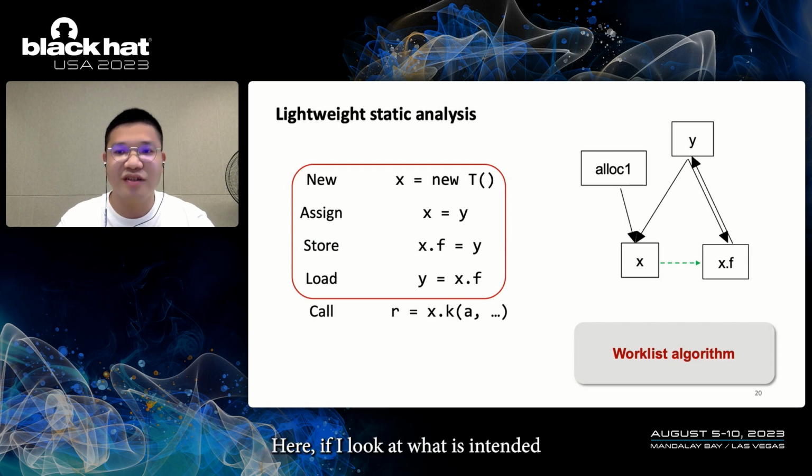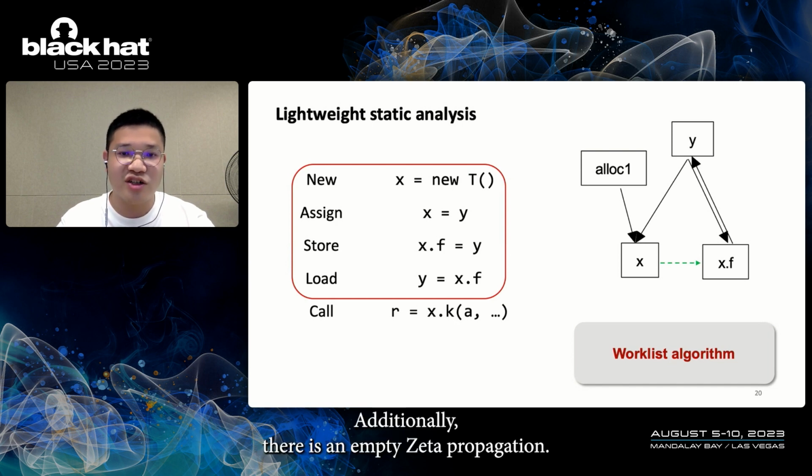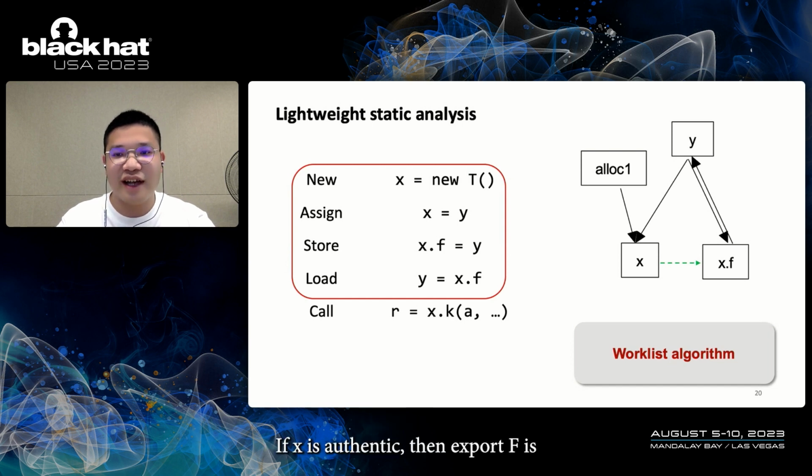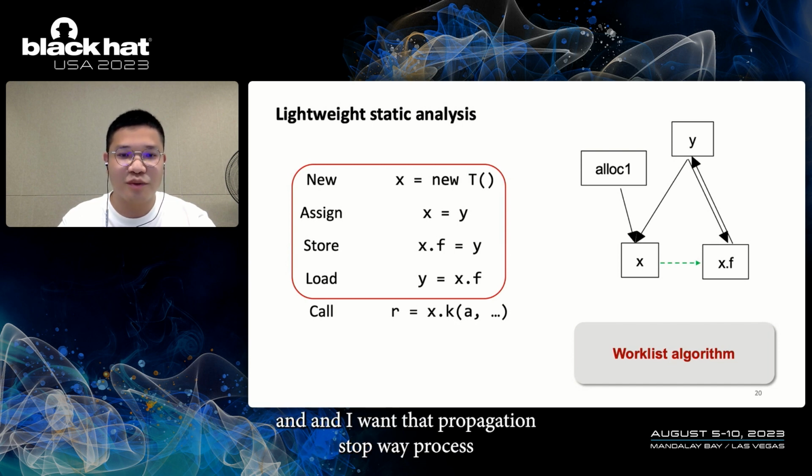For example here, if allocate 1 is tainted, the taint will propagate along the edges in the SPAG graph, making X also tainted. Additionally, there is an implicit propagation. If X is tainted, then X.F is also tainted. We use the traditional worklist algorithm to perform taint propagation analysis. Once the propagation stops, we proceed to handle the call statement.